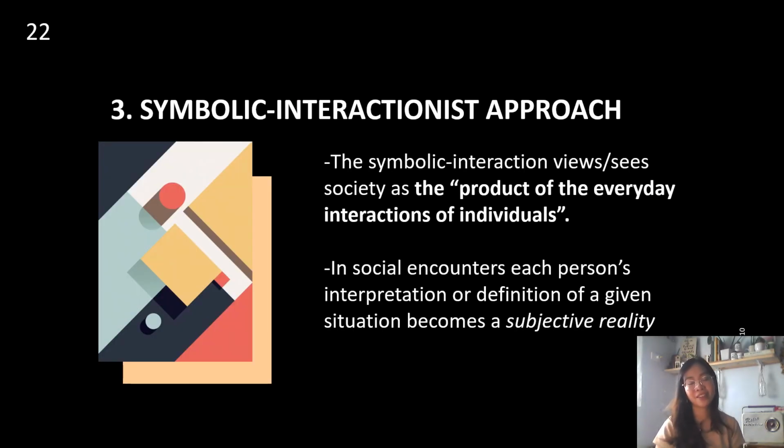And lastly, we have the symbolic interactionist approach or perspective. This one views the society as the product of everyday interactions of individuals. So if the first two approaches operate on a macro level of analysis, this one operates on a micro level because it focuses not on the structures, on institutions, or even large groups, but on the individuals, the interactions of individuals. In social encounters, each person's interpretation or definition of a given situation becomes a subjective reality.